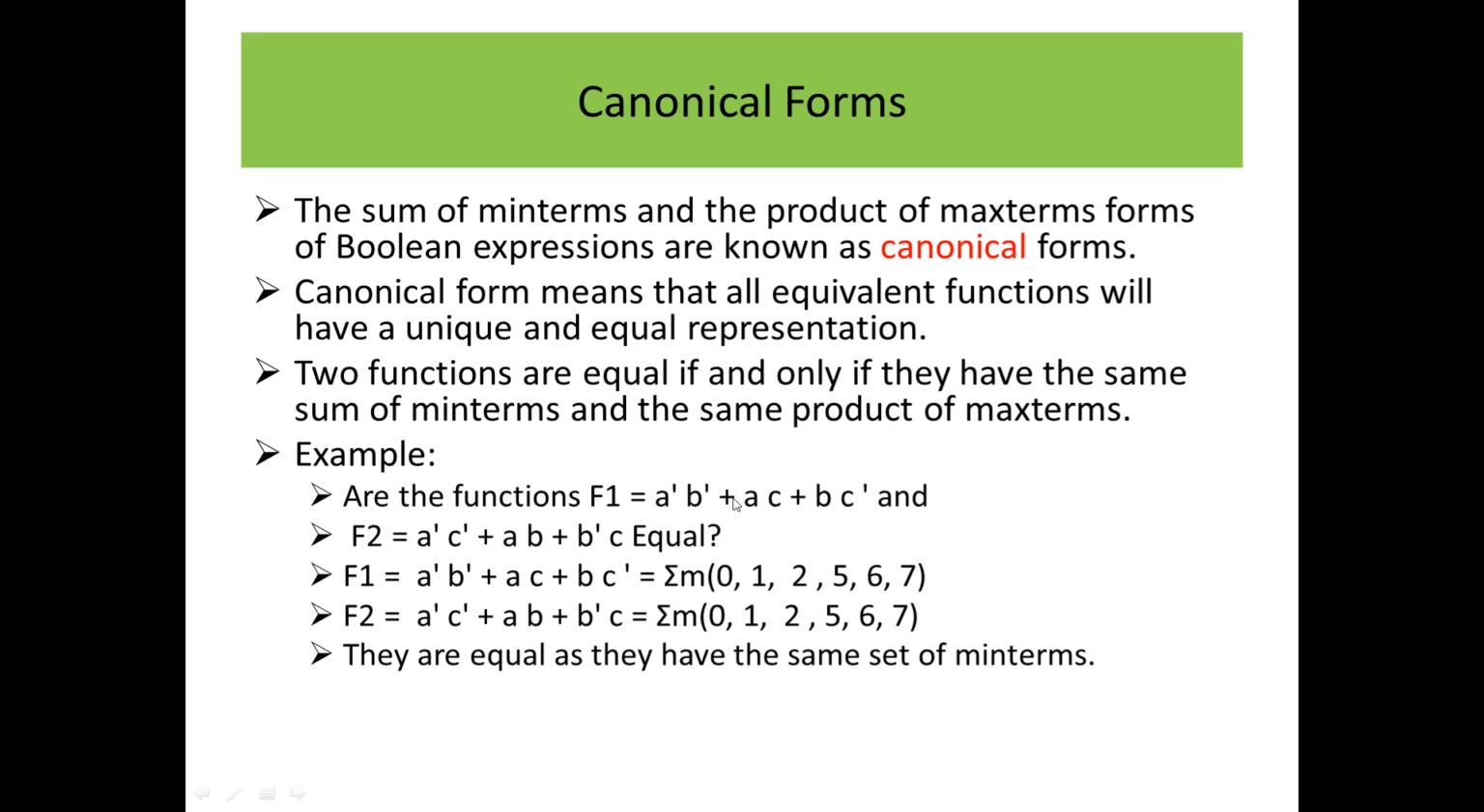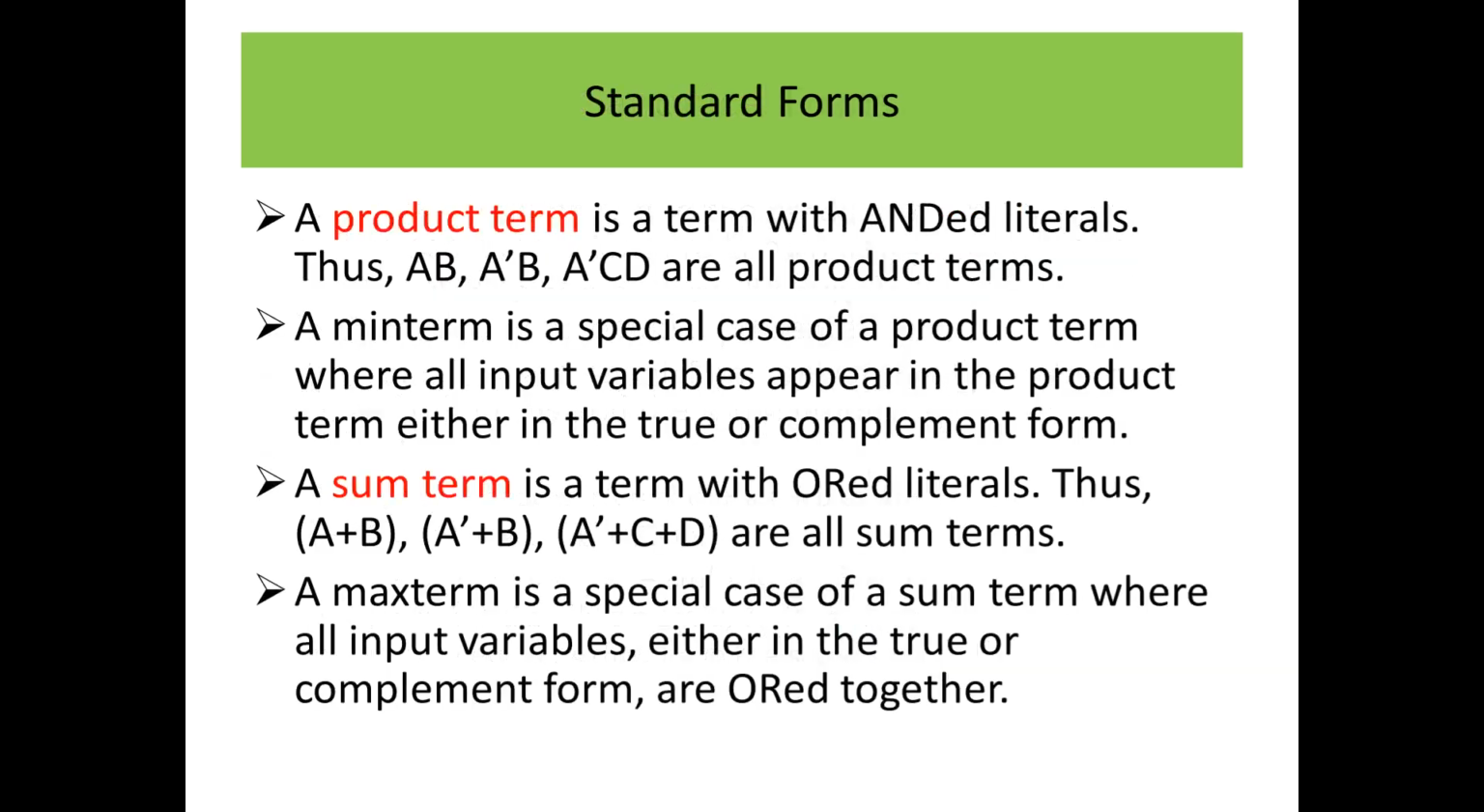Students, here one of the examples is solved for you. F1 is equal to a bar b bar plus ac plus bc bar, and f2 is equal to a bar c bar plus ab plus b bar c. If both are equal, you just solve it on your own and you will get that summation f1 is equal to summation of 0 1 2 5 6 7, f2 is equal to summation m of 0 1 2 5 6 7. Since f1 and f2 contain the same minterms, we say that both the functions are equal because they contain the same set of minterms.